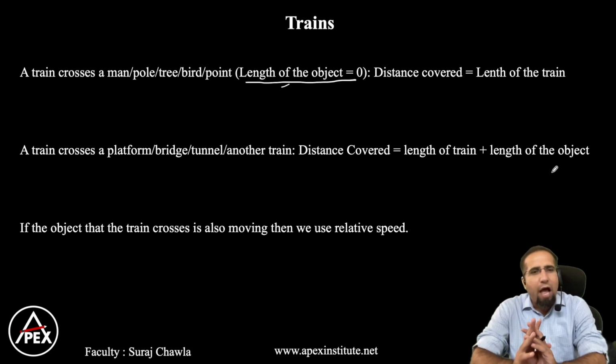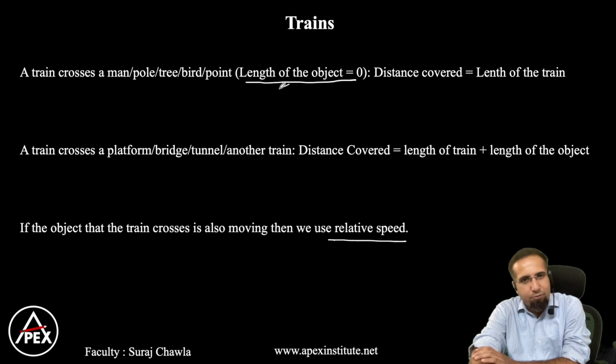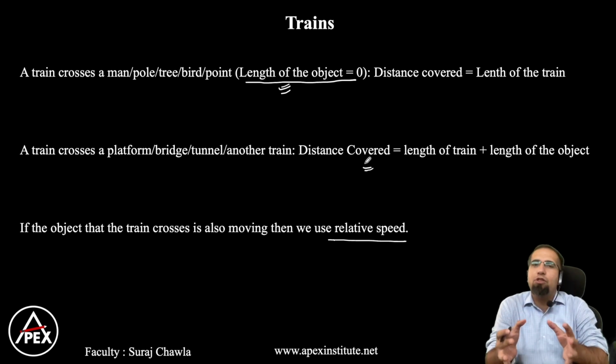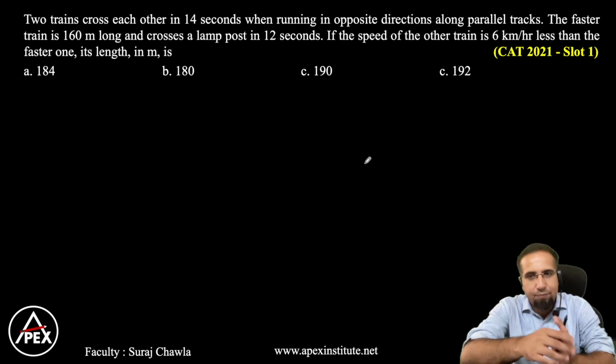Simple two models. And if the object that the train is crossing is moving, then we start using relative speed. So it's a very easy model of trains. One case where the length of the object is assumed to be 0. In the other case, where we have a substantial length of the object, and if the object is moving, we start applying relative speed. Right? Now let's look at the questions.